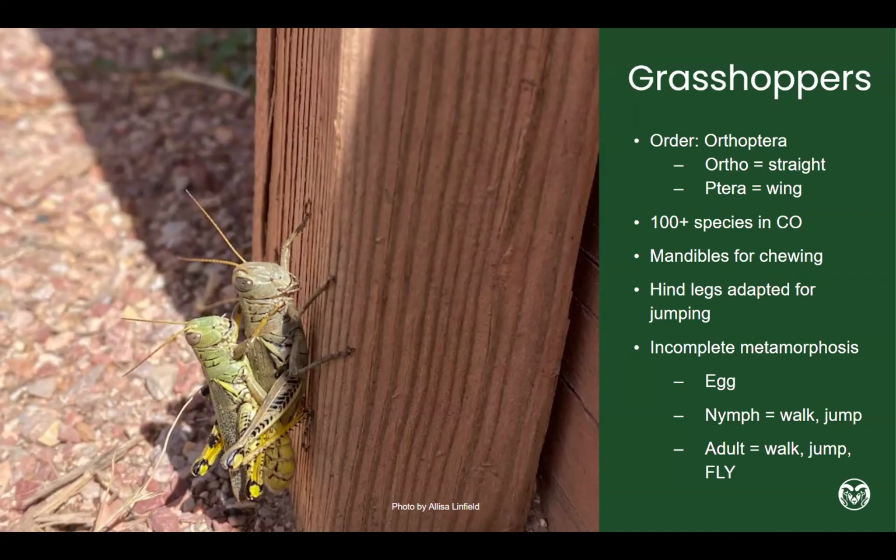Once they reach the adult stage, they get an added element of movement and they can fly. So their wings become usable and they can fly, sometimes very long distances. We'll talk more about that as we look at specific grasshopper species.